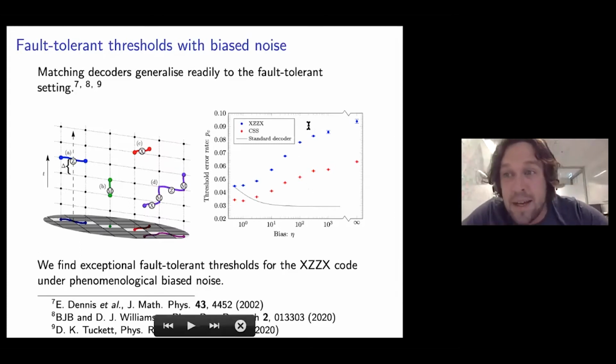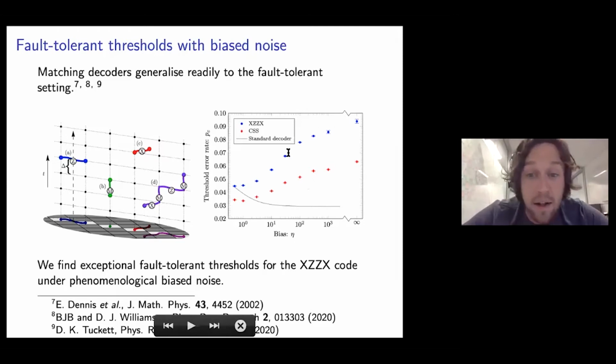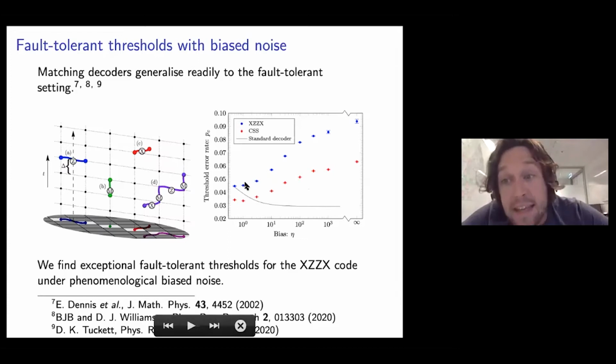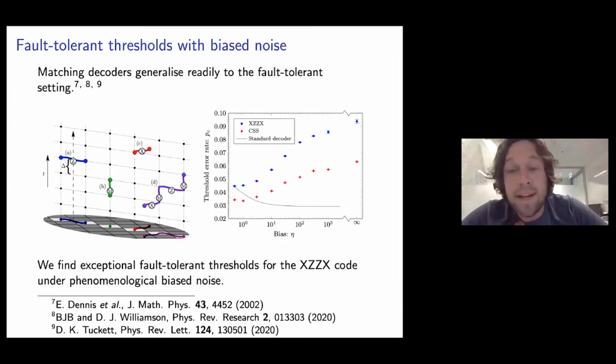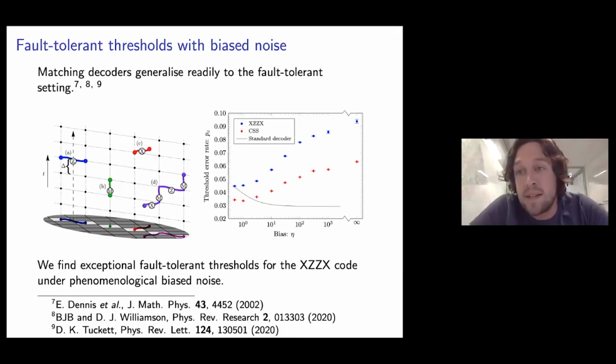So the thresholds are very, very high using this XZZX code for infinite bias and a lot of finite biases. And down here, when the bias is 1/2, which in the way we define bias is exactly the depolarizing noise, the XZZX code is exactly the same as the CSS surface code. So there is nothing to lose by choosing this code for any kind of bias. That's right. So that's the model.